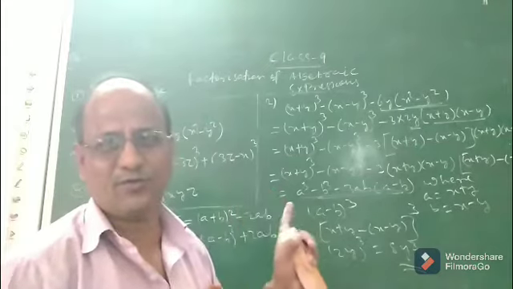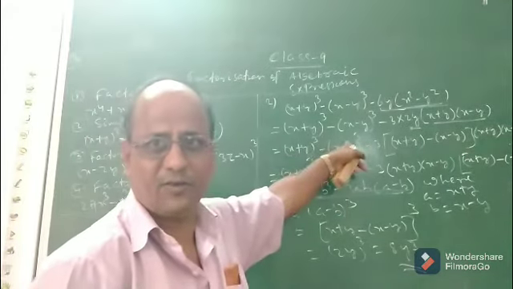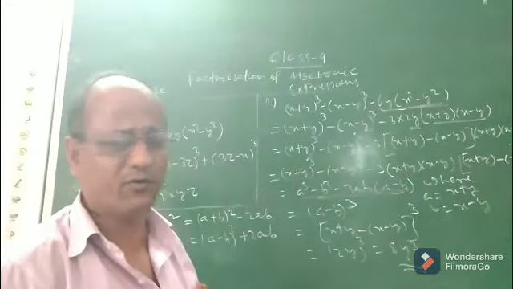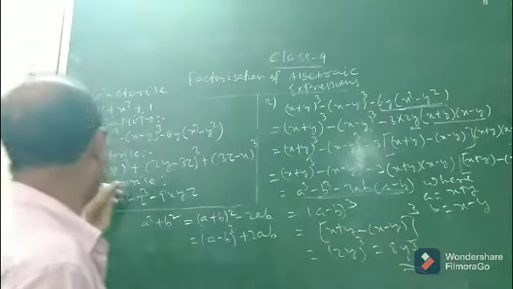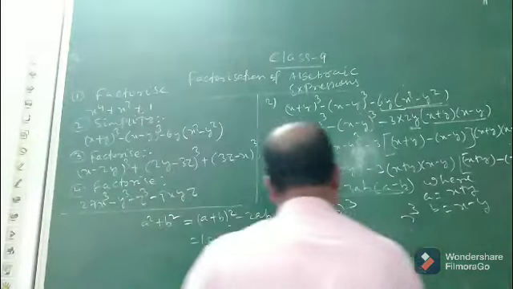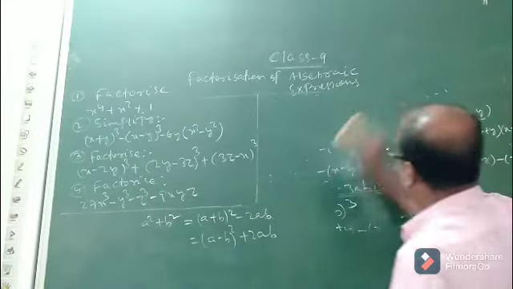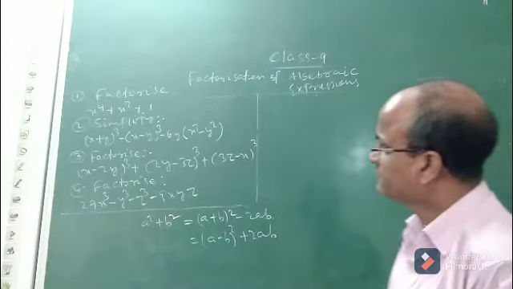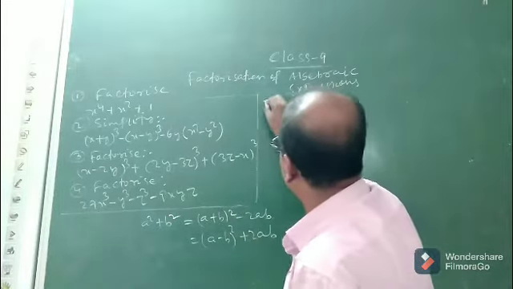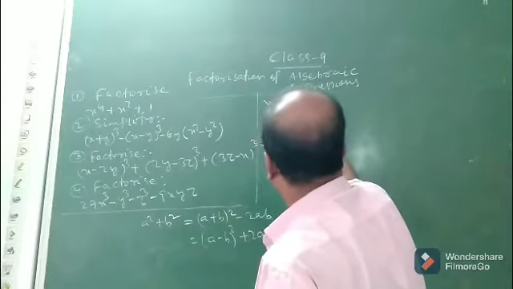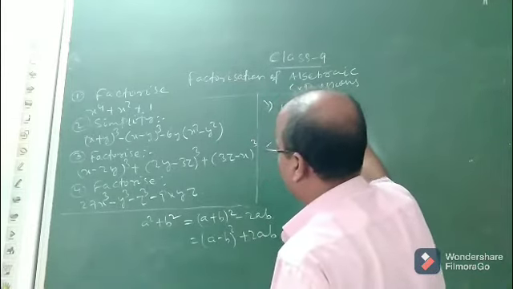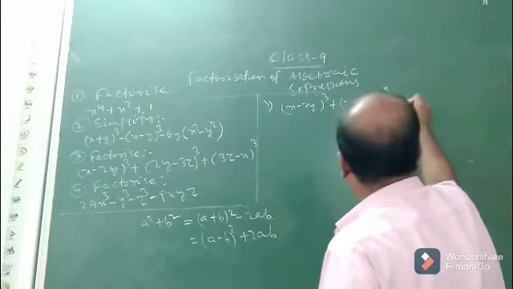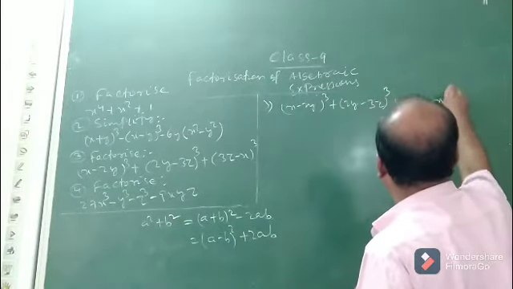8y cube will be the simplified value of this algebraic expression. I hope you understood how you use an identity to simplify the expression. Here we use the identity a minus b whole cube. Okay, so we got the value. Now come to the third question. What is the third question? Let us see. The third question is, you have to factorize x minus 2y whole cube plus 2y minus 3z whole cube plus 3z minus x whole cube.